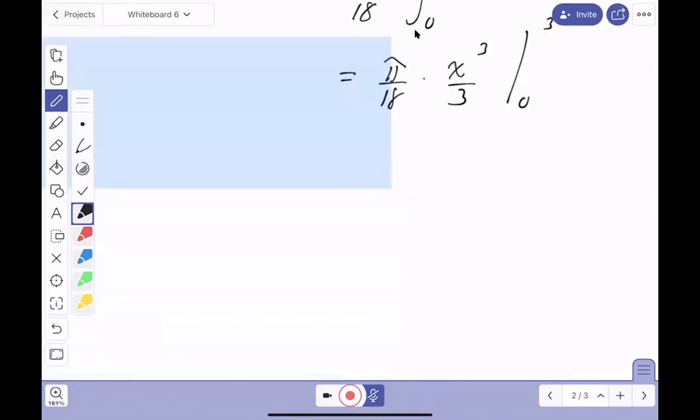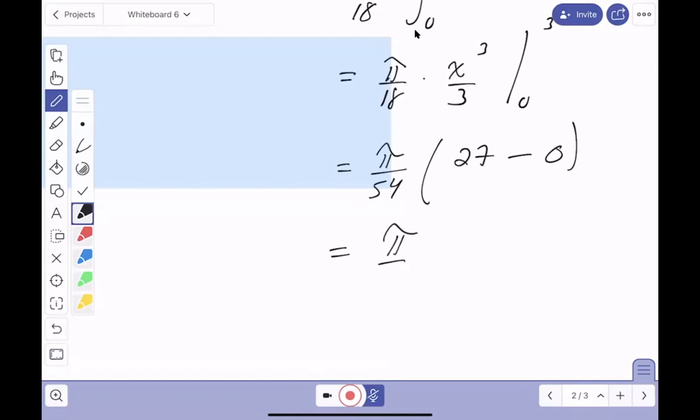All right, let's keep going. That's going to be pi over 54. 3 times 18 is 54. X cubed is 27, minus 0 cubed is 0. And what do you get? 27 over 54. Well, 27 goes into 54 twice, so pi over 2.